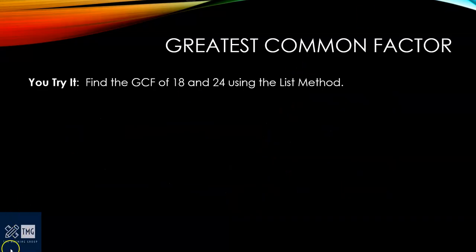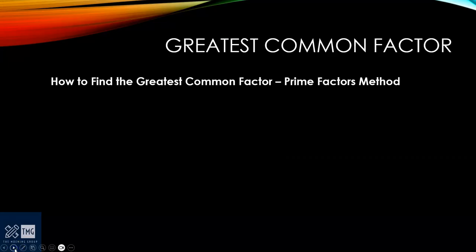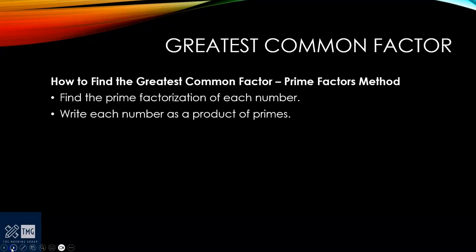Again, if we want to look at that a little more nicely here, you can easily see the common factors when you list them out. 1, 2, 3, and 6. What's the biggest number there? 6. Okay, so that's great if you're dealing with just two numbers that are pretty easy to work with, but sometimes that's not the easiest. So let's look at the prime factors method.